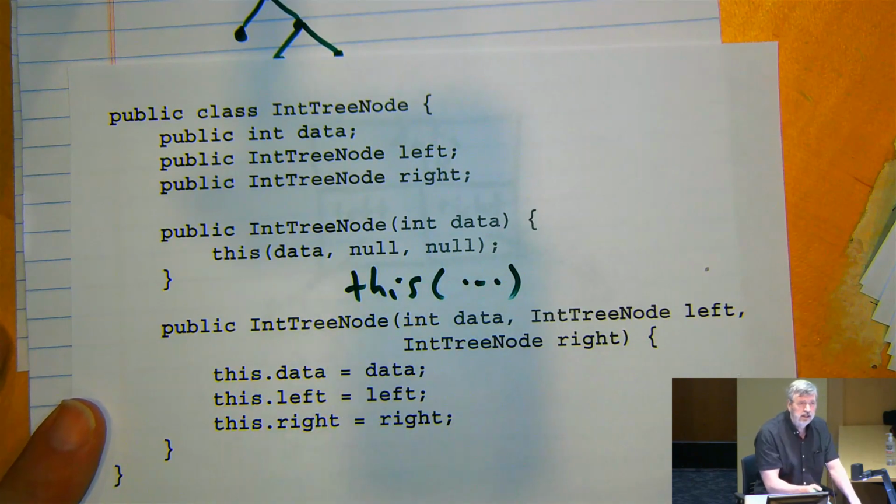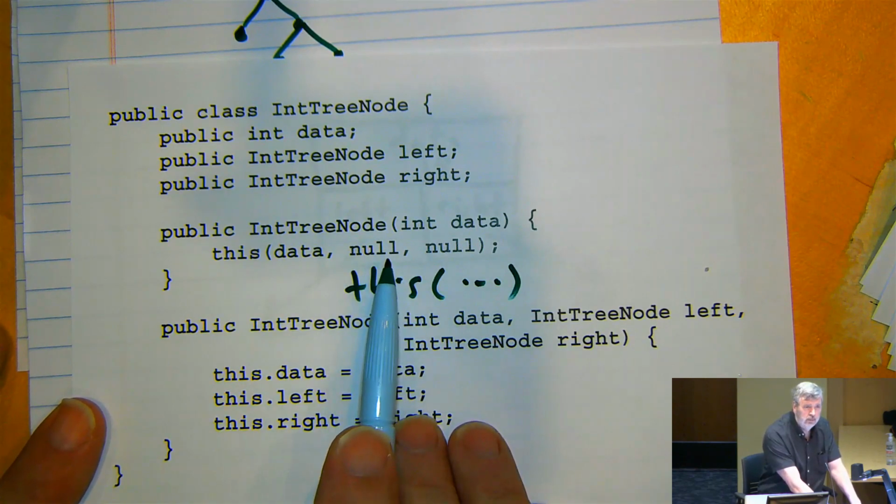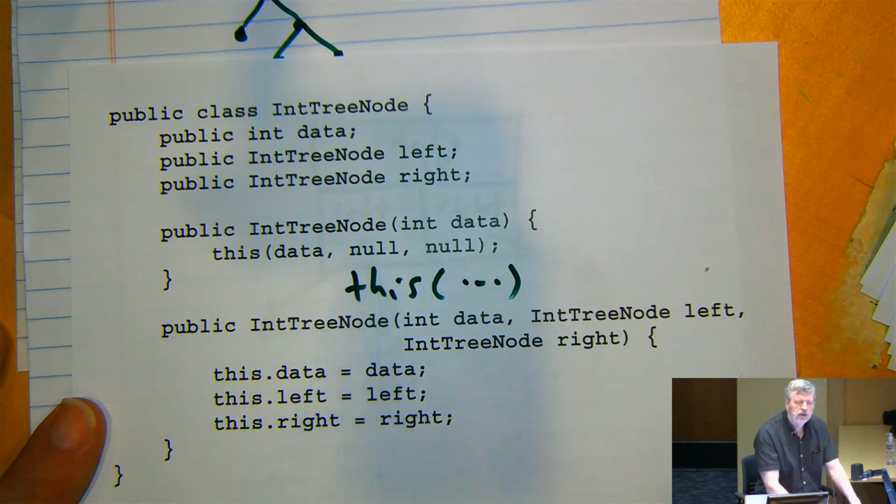So we did this with linked lists. We're going to do it with binary trees as well: the value null will be used to indicate an empty tree. So when we see null, we understand that to mean an empty tree.